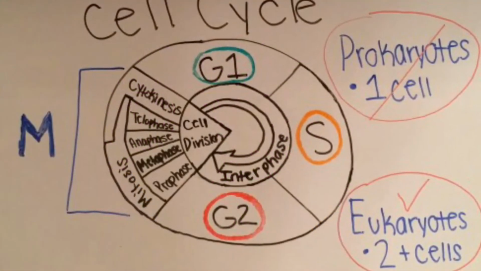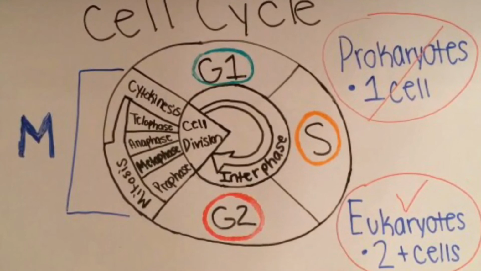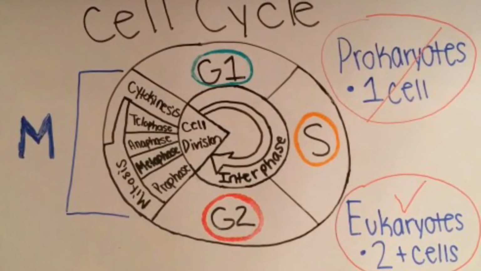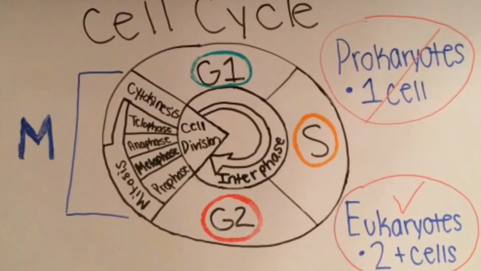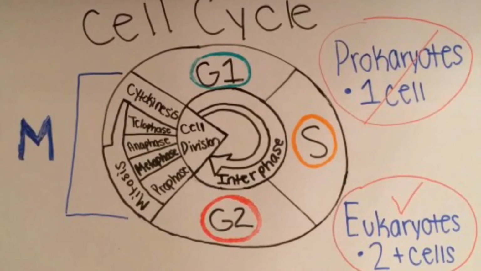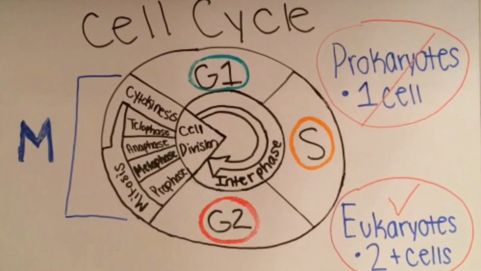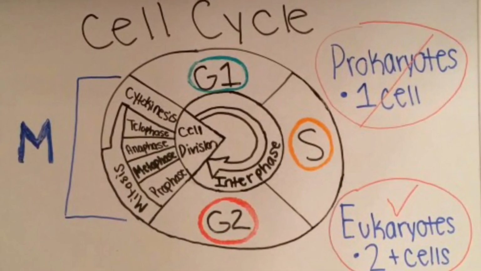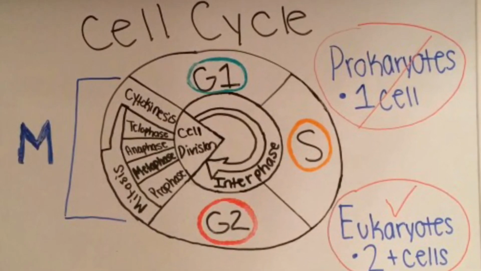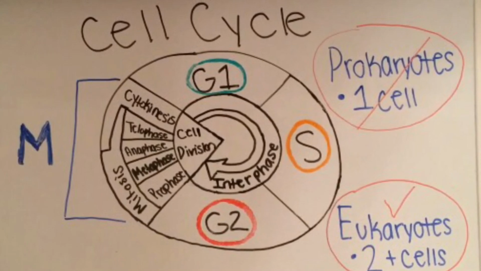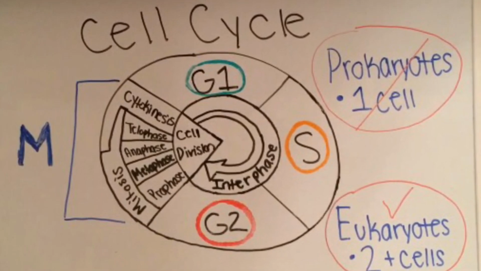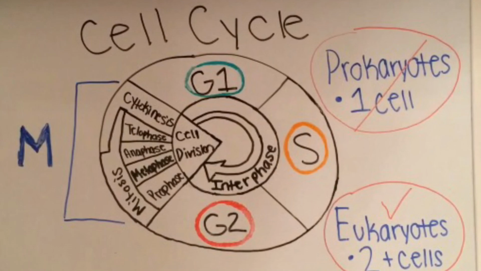The cell cycle is a series of events the cell goes through as it grows and divides. Prokaryotes go through a much simpler cell cycle, and eukaryotes go through a very complex cell cycle. During the interphase, G1, S, and G2, the cell just prepares for cell division by growing and developing more organelles. During the M phase, the cell actually divides.